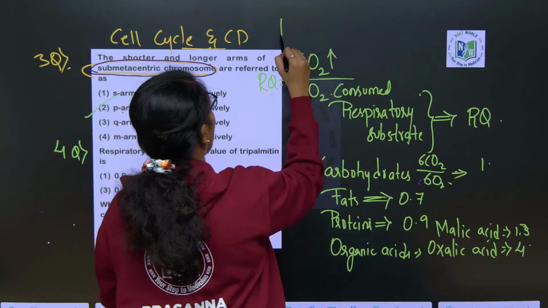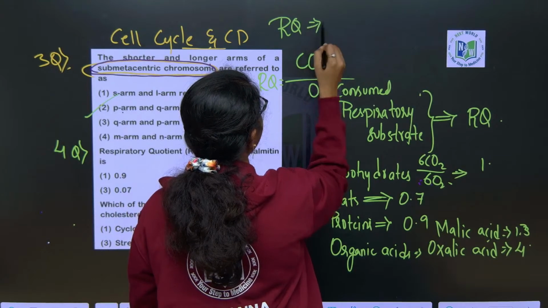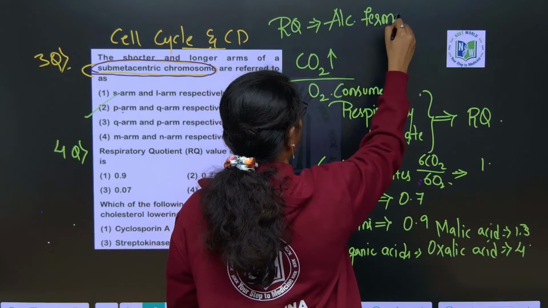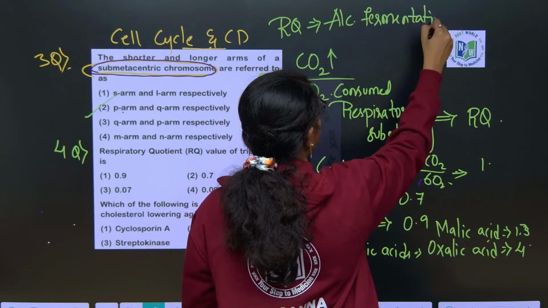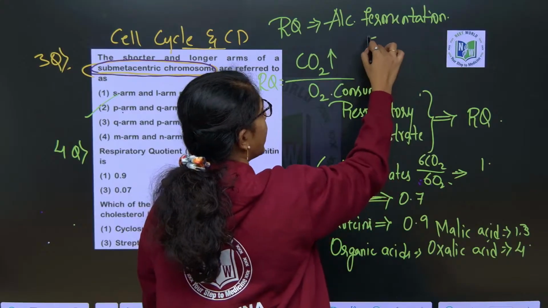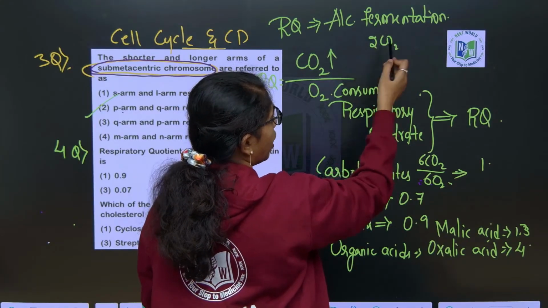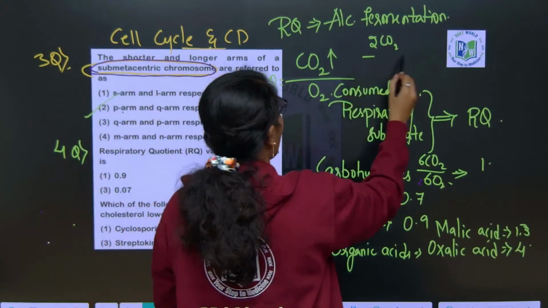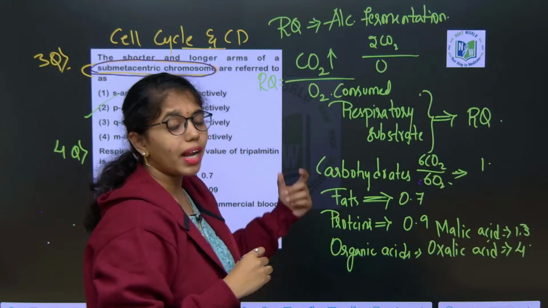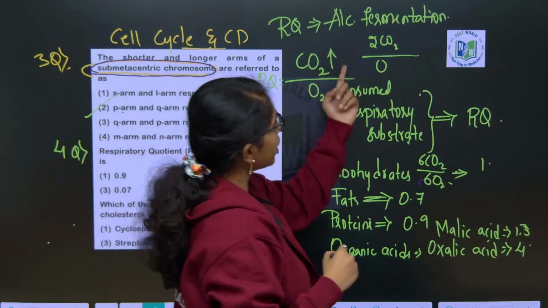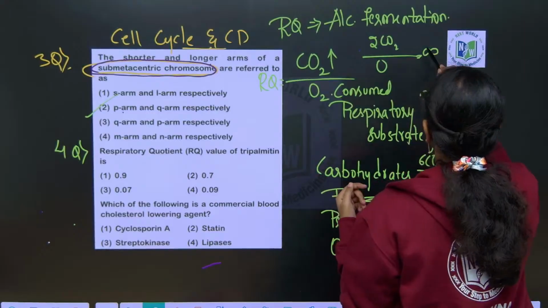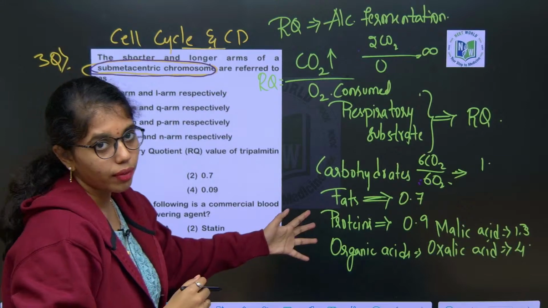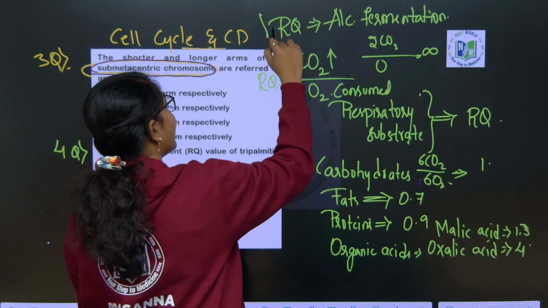For anaerobic respiration, that is for alcoholic fermentation. In alcoholic fermentation, we all know that 2 CO2 are evolved along with ethanol, and there is 0 oxygen that is consumed. That is why it is anaerobic respiration. Something by 0 is always infinity. Something by 0 is what, Nana? Infinity. So, these are different RQ values that you have to remember. This is highly important. Okay.